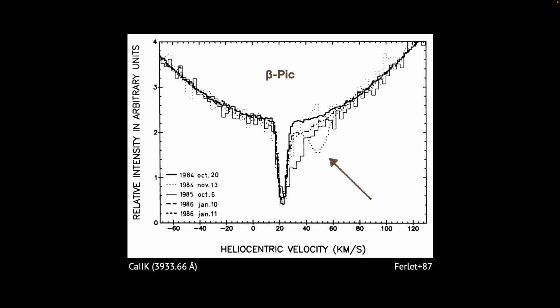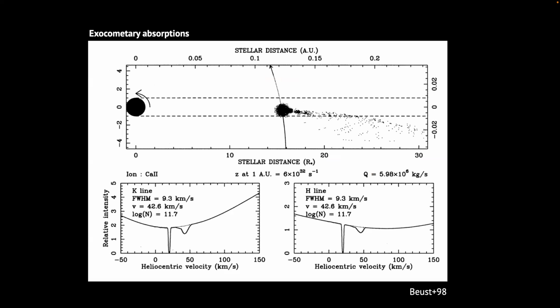You can see them here, and those are what they call the falling evaporating bodies, because who would call something an exocomet in 1997 when we didn't even have any exoplanets detected, right? But we call them now exocomets. So this is basically what is going on.